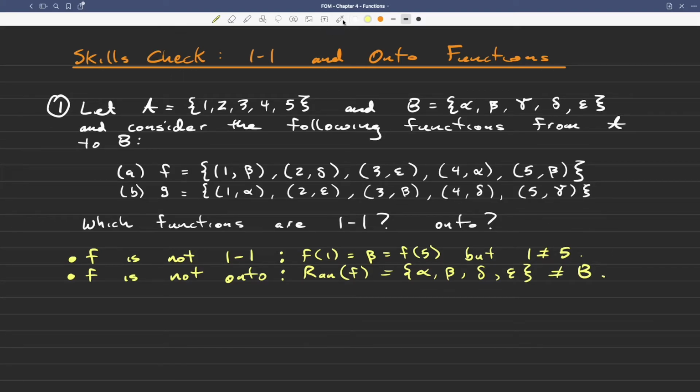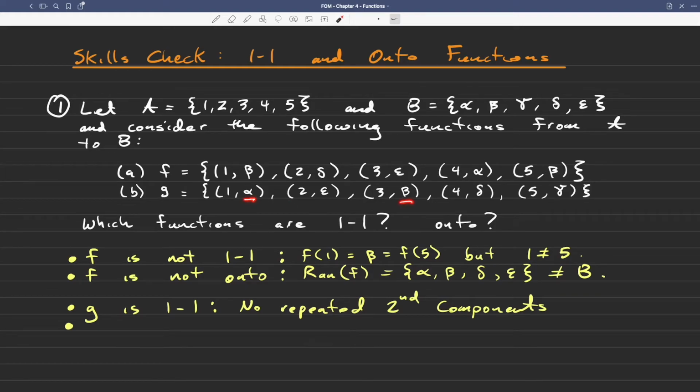Okay, now let's do the same thing for g. Is g one-to-one? Okay, so let's see if we have any repeated second components. I've got alpha, beta, gamma, delta, epsilon. No, I do not have any repeated second components. So that tells me g is one-to-one. And let's look at the onto bit. So I want to know what is the range of g. In the range I see alpha, beta, gamma, delta, and epsilon. That's all of B. So g is onto. Also, the range of g was equal to B.